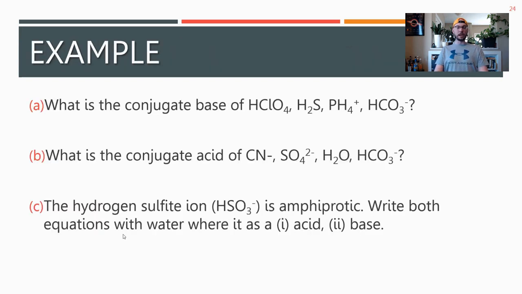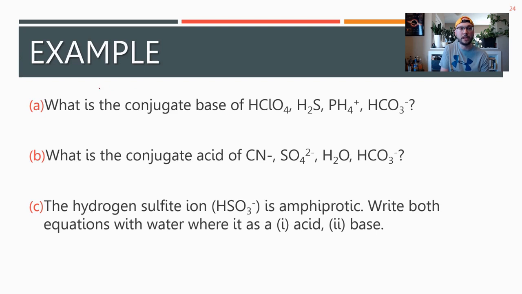All right, last slide here. We are going to figure out the conjugate base of these four species, the conjugate acid of the four below, and then write out the amphiprotic reactions for the hydrogen sulfate ion. Now, there are a couple of practice questions related to this, but all you really need to do is give yourself a bit of a translation above the question. So it says, what is the conjugate base of these things?